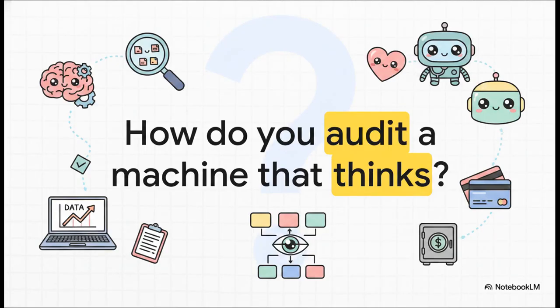Now, here is a massive question for you to think about. How do you audit a machine that actually thinks? It's a huge deal, because if an autonomous AI makes a critical decision today, you need to be able to prove exactly why it was trained that way.